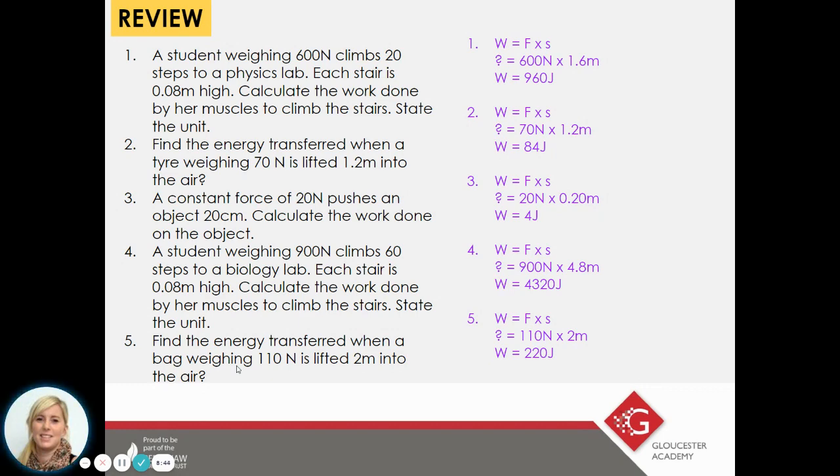And make sure you include the unit as well. So I should be seeing purple pen, ticks, ticks, ticks in your books, or any corrections you need to make in purple pen, and then a mark out of 15.